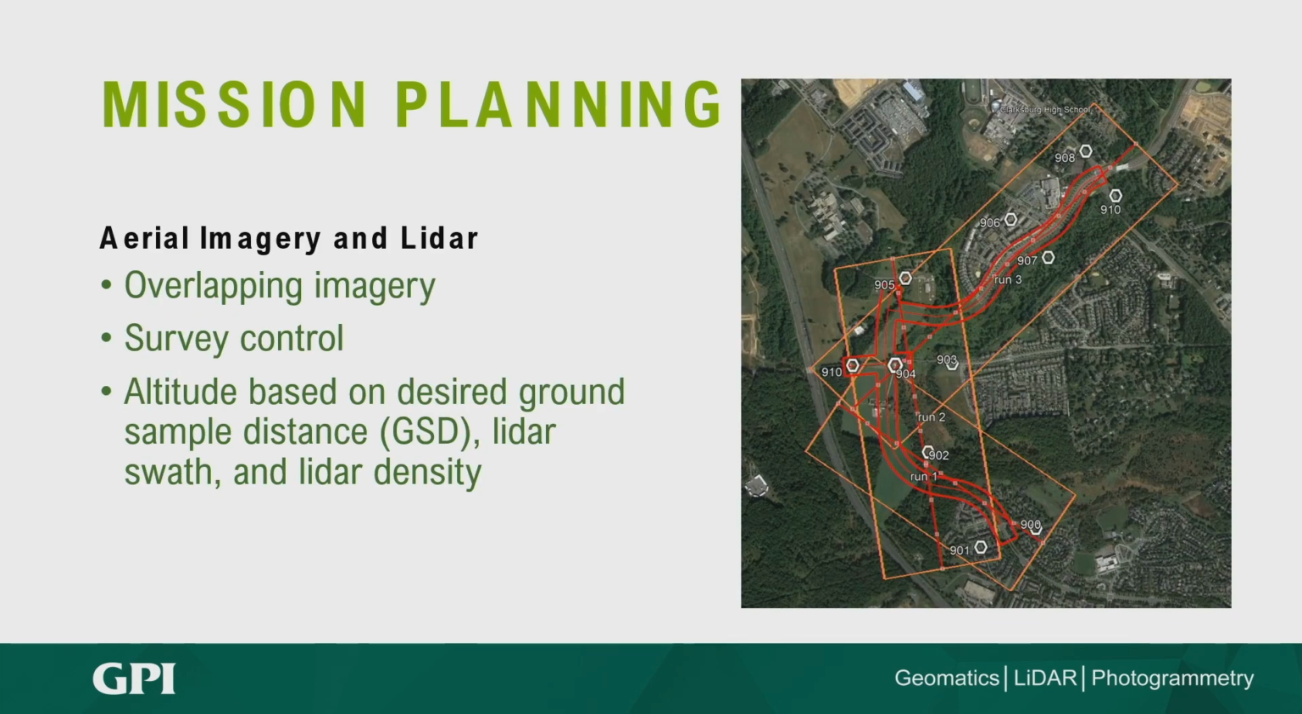Here's an example of mission planning for an aerial project. So similar to mobile in that we want to see the limits, and then we're planning it based on that, setting up the control points, which are those hexagons on that picture, and then determining what altitude we're flying based on the desired GSD, which is our ground sample distance, essentially the resolution of the final imagery. And then how far we want the LiDAR to go out, the swath of it, the density of the LiDAR is all going to come into play.